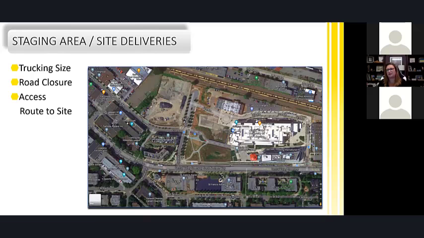Then the staging area. So this is interesting. One of our projects currently is sitting right here. So it looks like we would have access by a number of different locations to get here. It turns out that's not the case. All of this area is actually fenced off. Google lies. All of this area is actually fenced off, and this isn't actually how it looks.